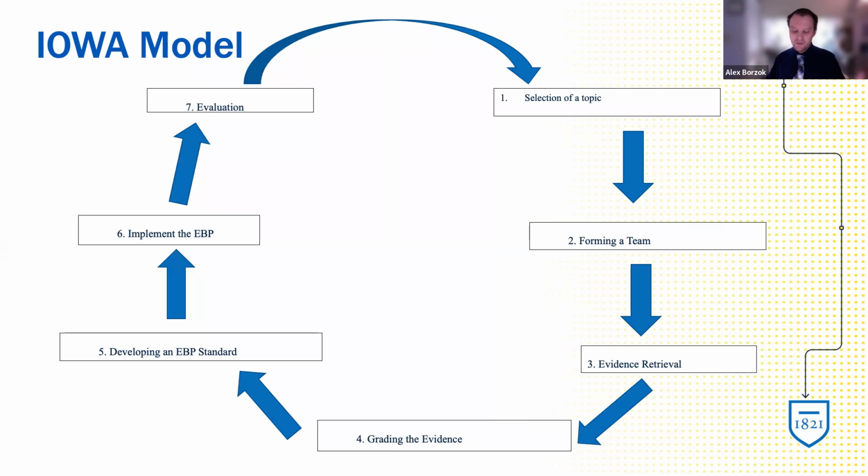So looking at the components, looking at our fishbone diagram, looking at our gap and thematic analysis, and putting together the standard. So we've selected a topic already. We formed a team between the clinic staff and the college. We've retrieved the evidence. We've graded the evidence. So now what we need to do is develop the EBP standard, and we'll continue to look at that throughout this presentation.